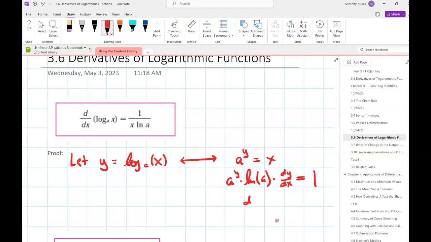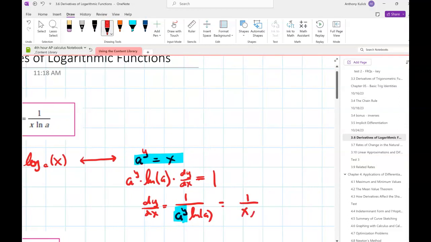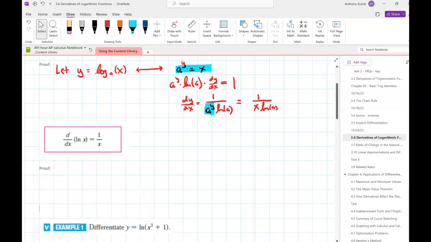So if I get the dy/dx by itself, I divide both sides by a to the y times the natural log of a. And what is a to the y equal to? x. So I have 1 over x times the natural log of a. It's actually not a very hard proof. The key was rewriting it as an exponential function and using our other derivative shortcuts, right? What will be an even easier proof is the one for specifically the natural log.